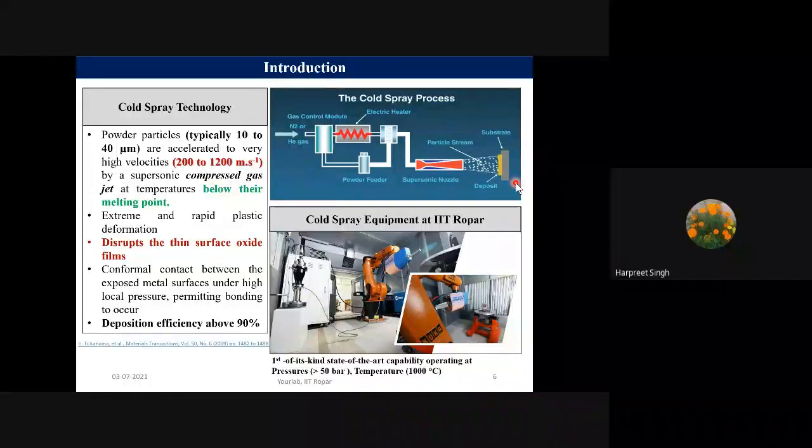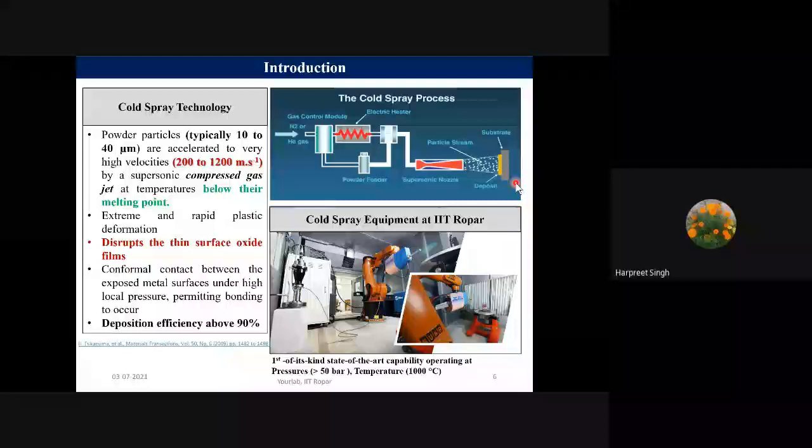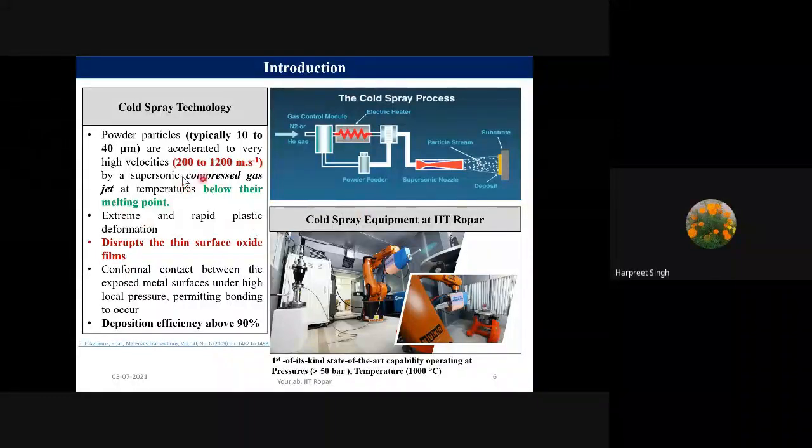That was our condition also, that we wanted to have pure copper coatings, right? Copper is also susceptible to oxide formation, so that's what happens. Now, these are typical values you can keep in mind. Powder particles are typically in the range of 10 to 40 micron, and here what happens is extreme and rapid plastic deformation.